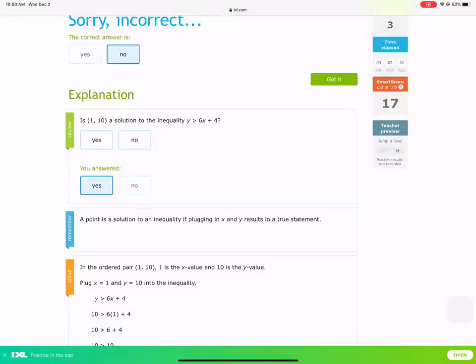Okay. So nope, this is not a true statement. So that's why this was no. Okay. Besides that, that's pretty much it. I think this was the only thing I wanted to go over. And that's it.